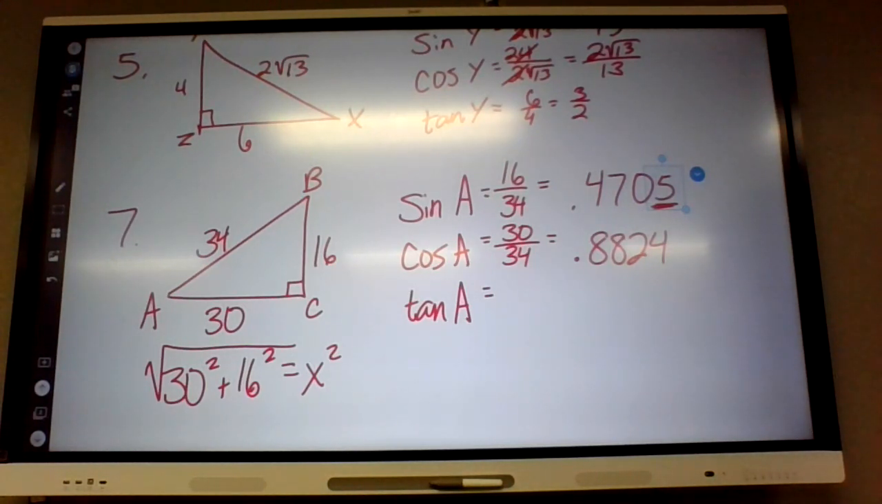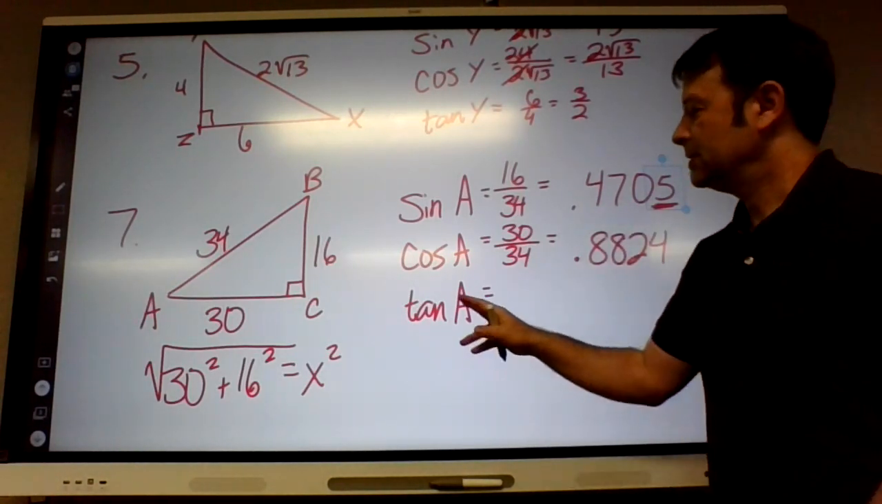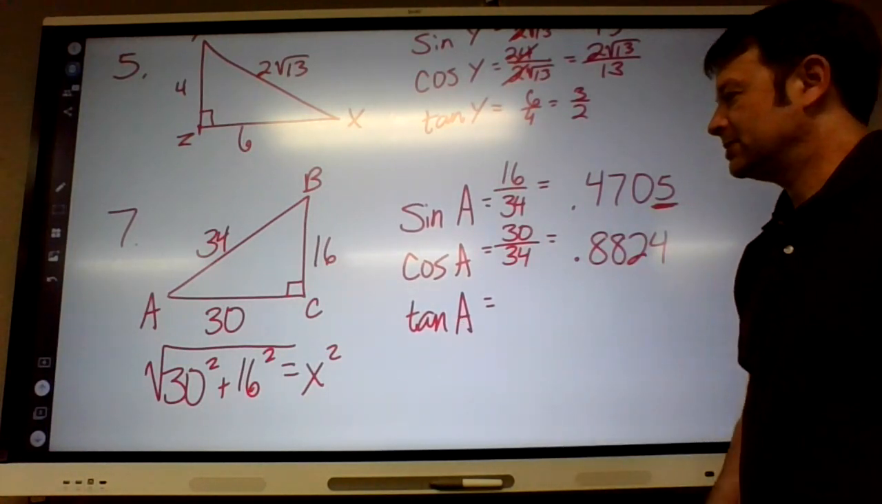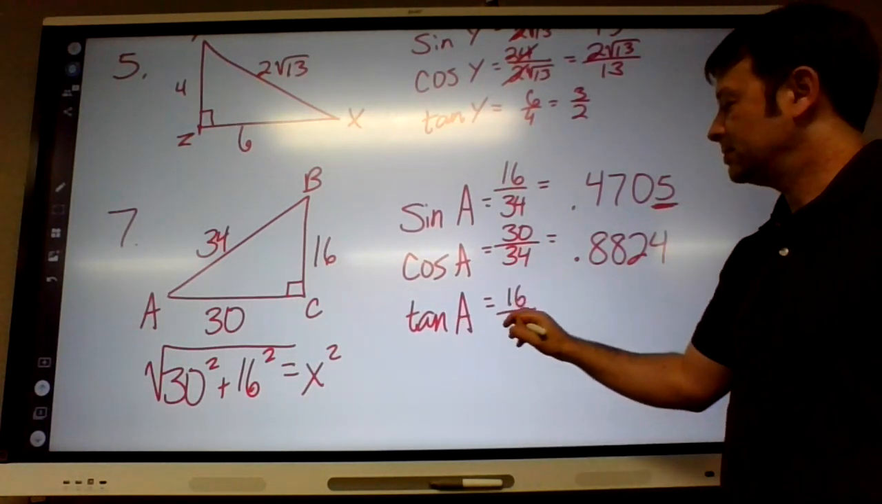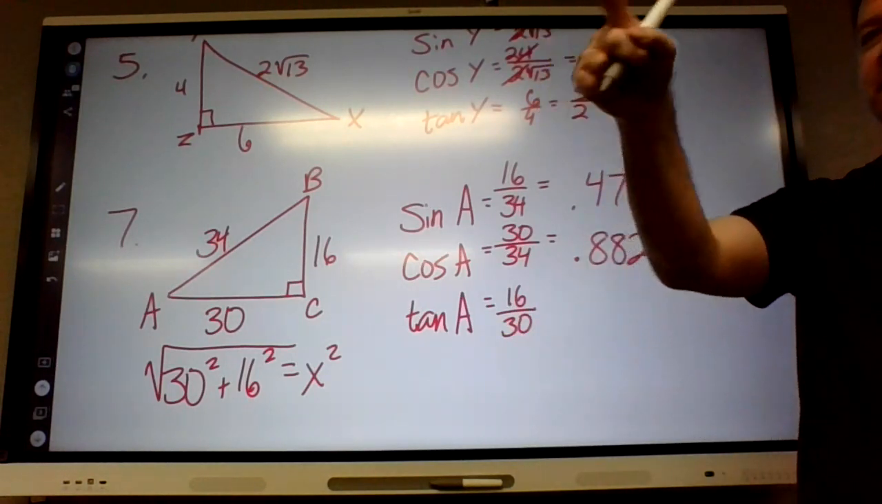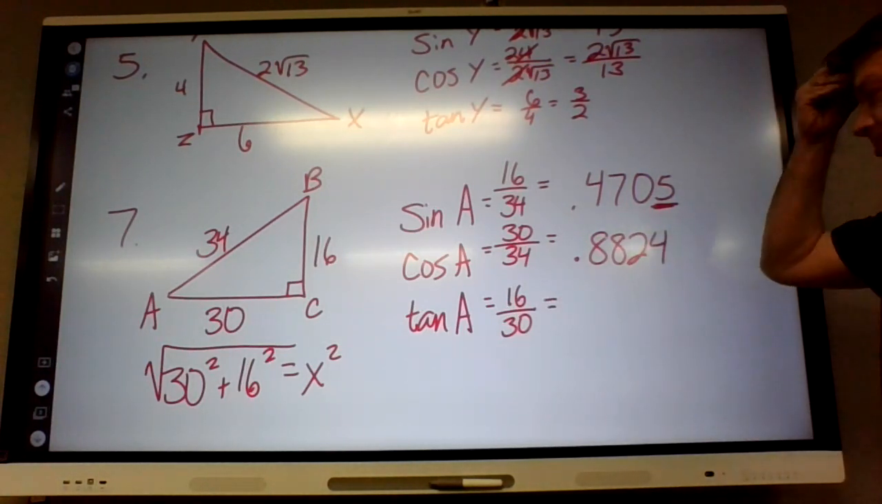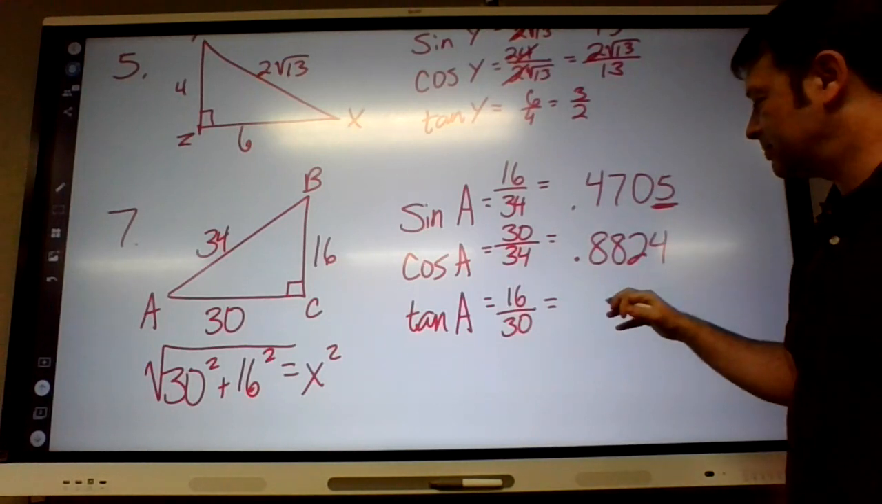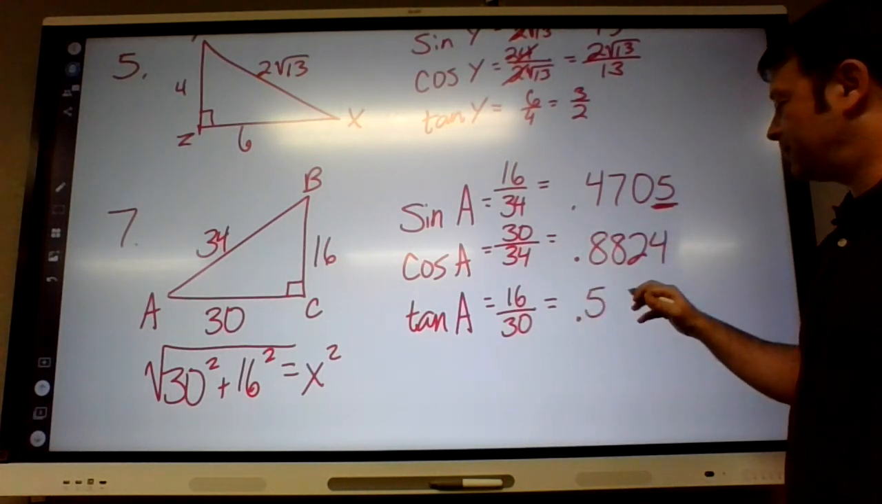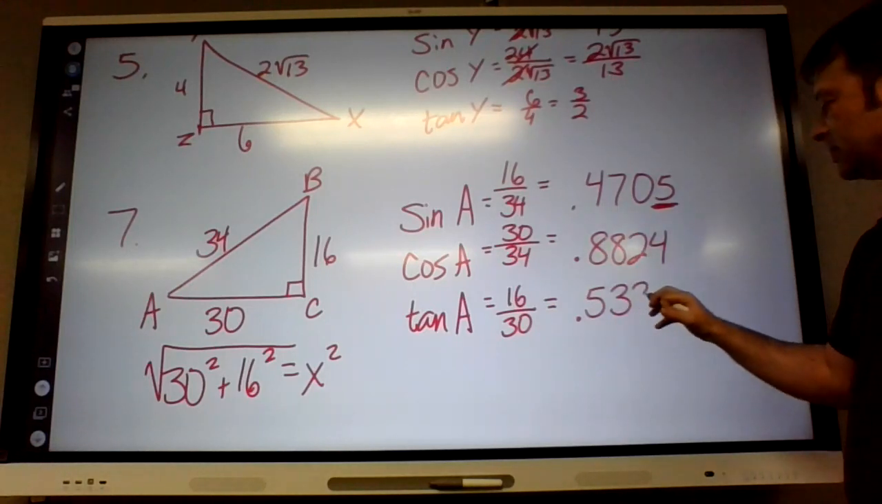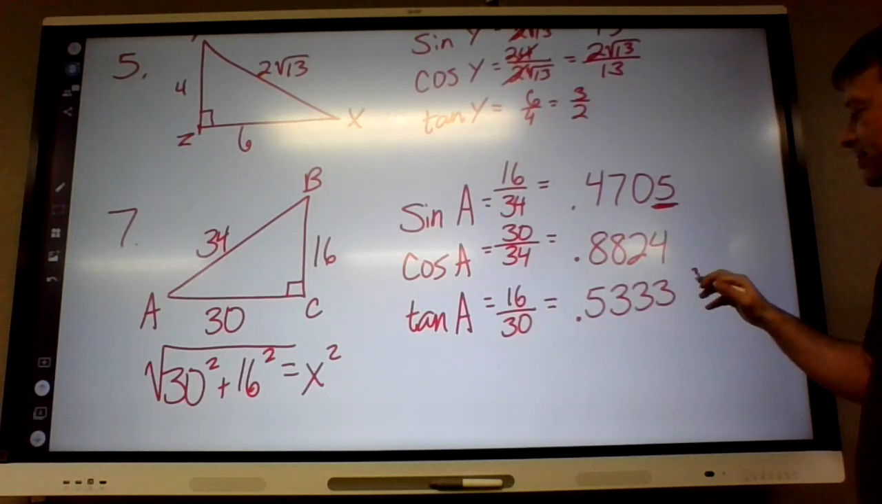Emily, what's tangent going to tell us? Opposite over adjacent. Yes. And what is opposite of 8? Opposite of 8 is 16. And adjacent is 30. I feel like we're doing the same sine, cosine, tangent both times. I'll change it up this time. Okay, then what's 16 over 30 as a decimal? It's like 0.53 repeating. Okay, so if we're going to 4 decimal places, this 3 would not round that one up.